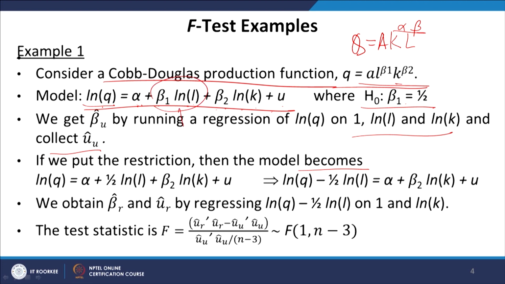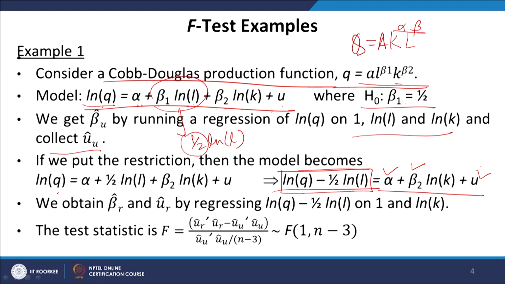Now, with half logarithm of L, you can see that we do not have any parameter to be estimated, as a result of which we can take it to the other side. So, this becomes logarithm of q minus half logarithm of L. Now my dependent variable is actually not logarithm of q, but logarithm of q minus half logarithm of L, and on the right hand side we have alpha and beta 2 which are to be estimated, plus the error term. So, we obtain beta r hat.